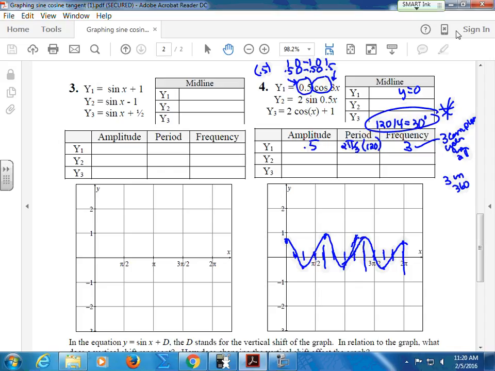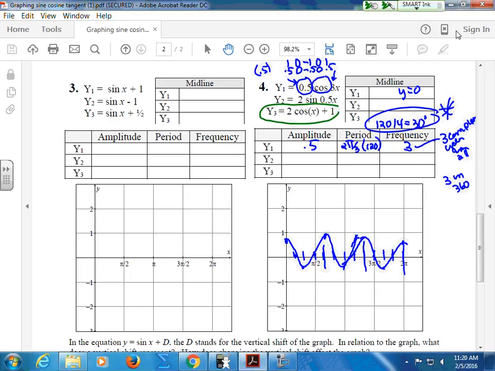Now I get the joy of erasing mine, and then we're going to do the sine one. As a matter of fact, can I skip the sine one and do the cosine one over here first? Because we can put that right on your graph. So I'm going to jump down to 3.